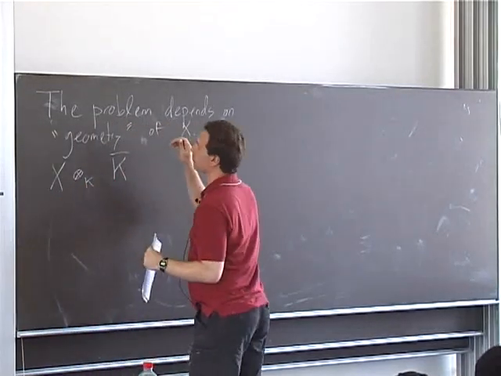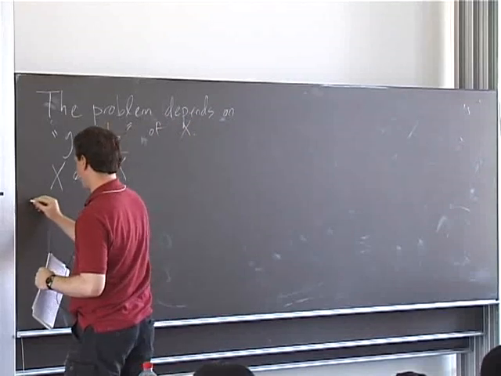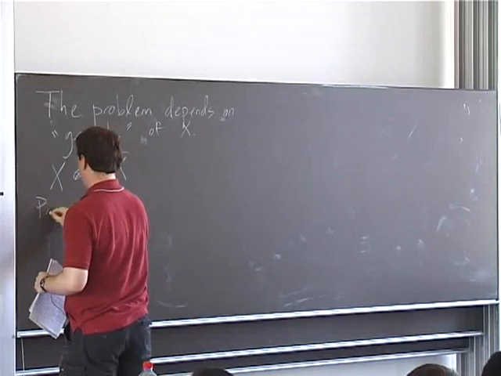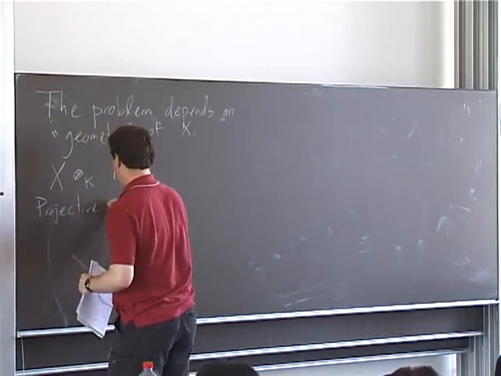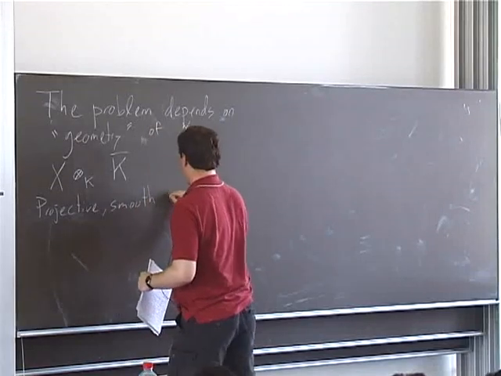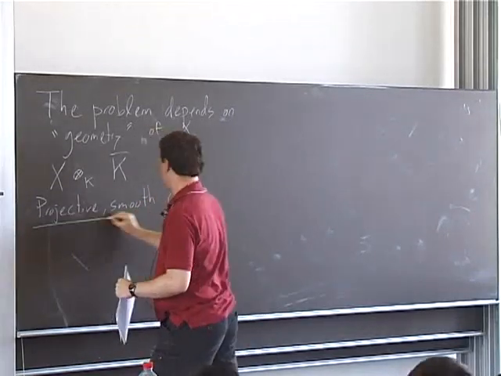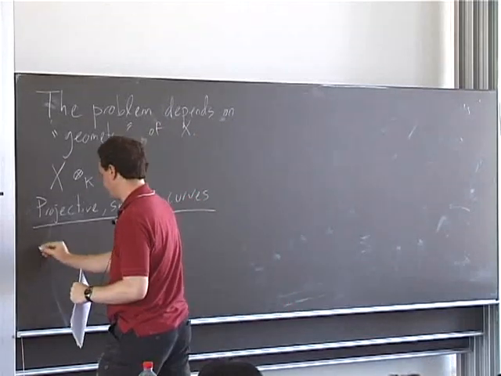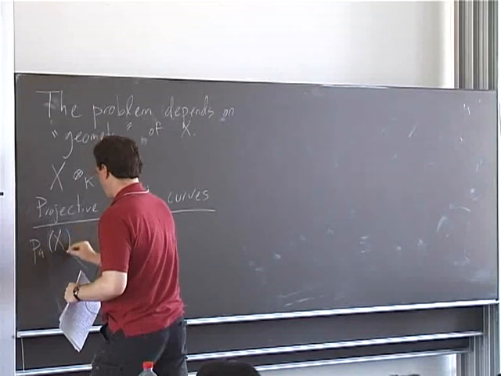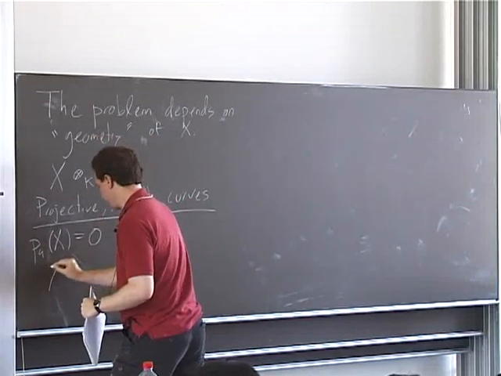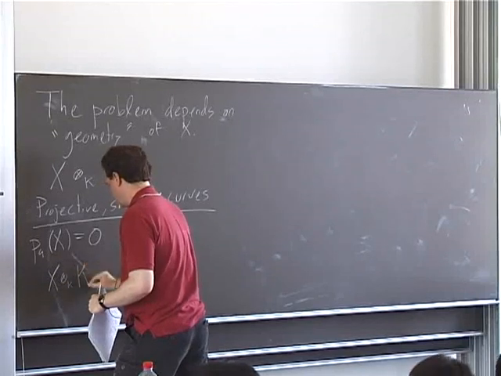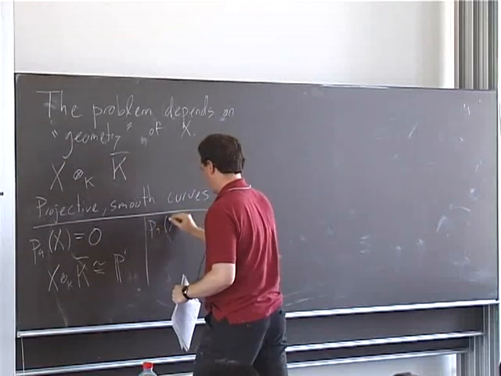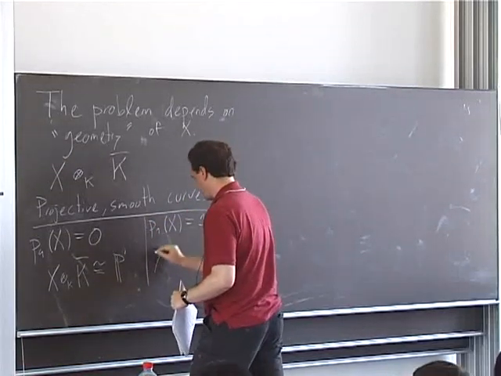And the nature of this problem, so for curves, just as an example, for projective smooth curves, we saw that this problem breaks up. There's a trichotomy depending on the genus. So if the arithmetic genus of X is equal to 0, so that means that this base change is isomorphic to P1. And then if the genus is 1, so this is an elliptic curve, the base change.